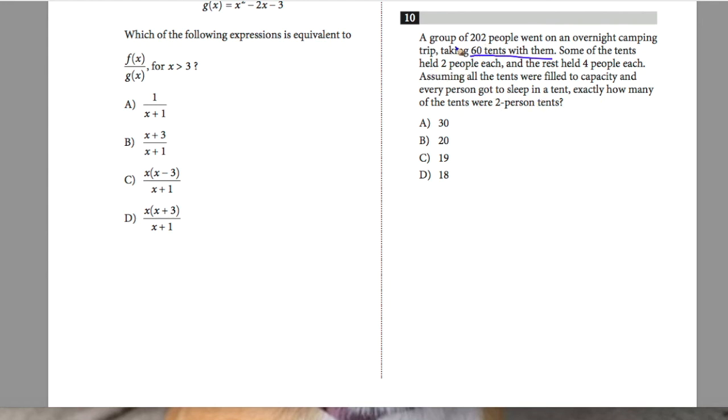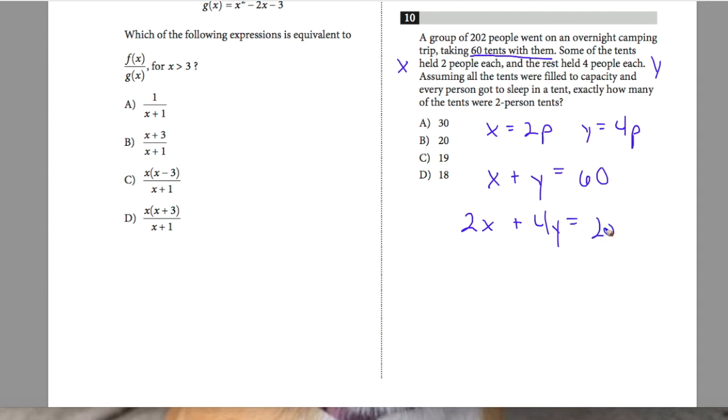Well, I'll need to somehow arbitrarily define what's a 2-person tent and what's a 4-person tent. So I'm just going to use X and Y. Each X is for a 2-person tent, and each Y is going to be for a 4-person tent. The total amount of tents, X plus Y, is going to be 60 because I brought 60 tents with me total. I also know that 2X plus 4Y, which is the number of people that can sleep in the tents, is going to be a total of 202 people. So this is my people sleeping equation, and this is my total tent equation.